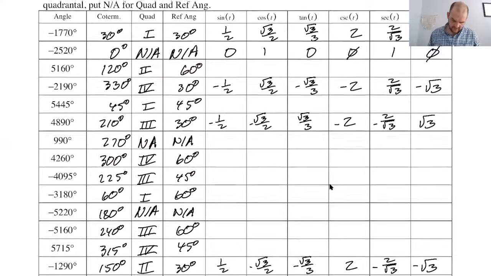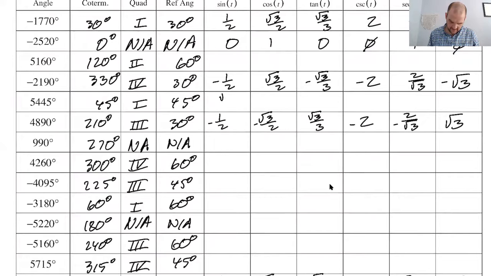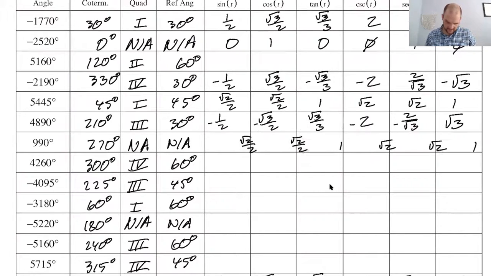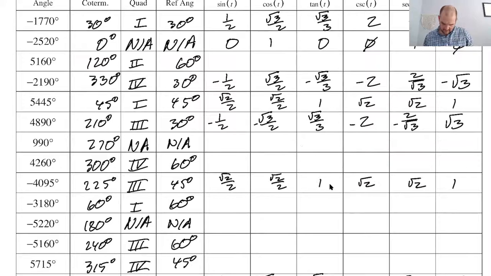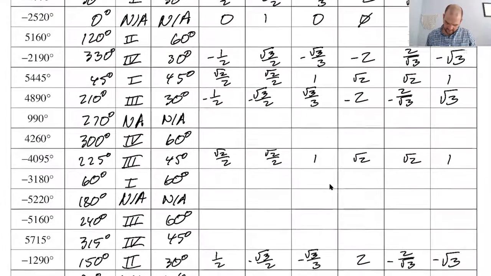I'm gonna do the 45 next. So this one's actually in quadrant 1, so that's great. 2 over 2, 1, and then root 2, 1. Now I just have to be careful when I use the lasso tool to make sure I don't get any extra stuff. All right, so I'm gonna duplicate this, find another 45, and then fix the quadrants.